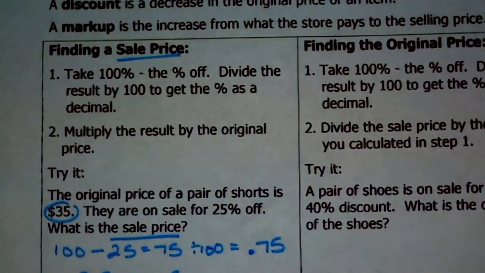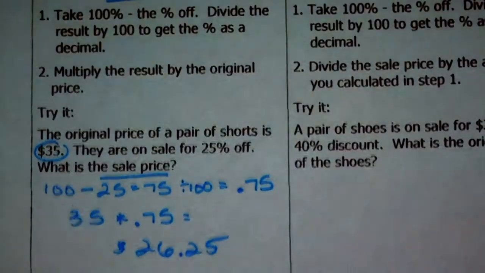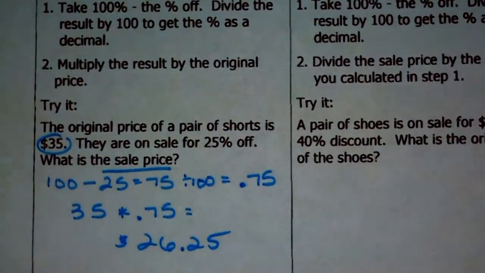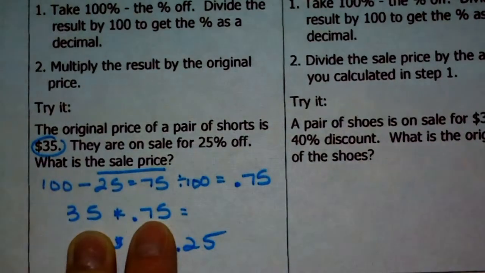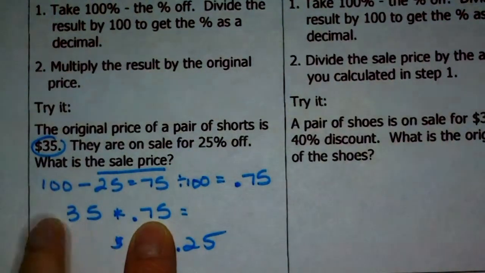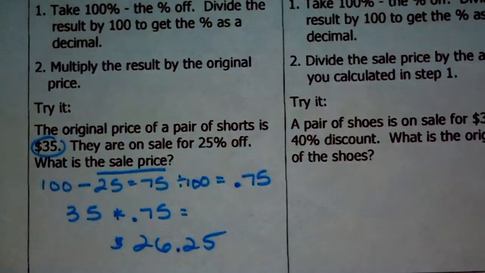And if you're kind of confused about what are these steps, why am I doing this, think about it. If an item's on sale for 25% off, doesn't that mean you're paying for 75% of the item? And when you hear 75% of something, that word of means multiplication. And that's what you're doing right here. We're taking 75%, but we have to use it as a decimal, of 35. It makes sense, right? I'm sure after we do a few more examples like that in class, it will. All right, so that's finding a sale price.